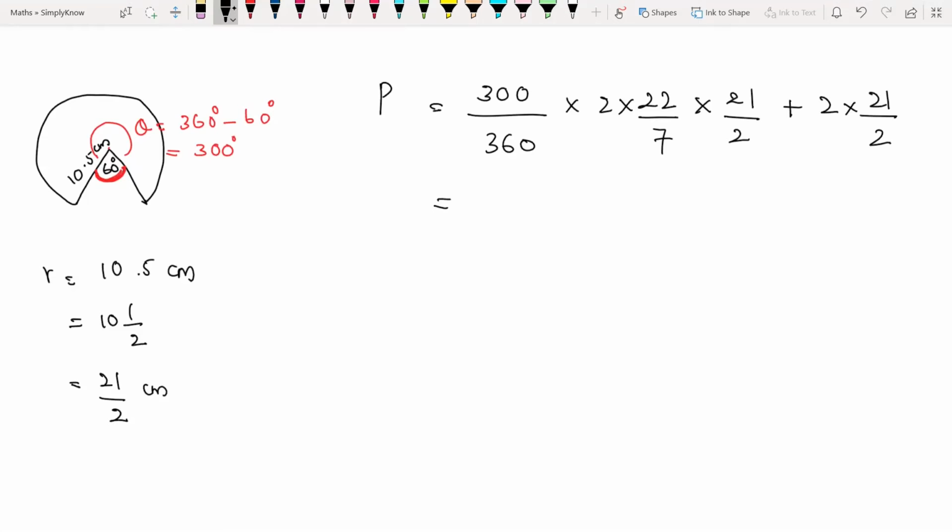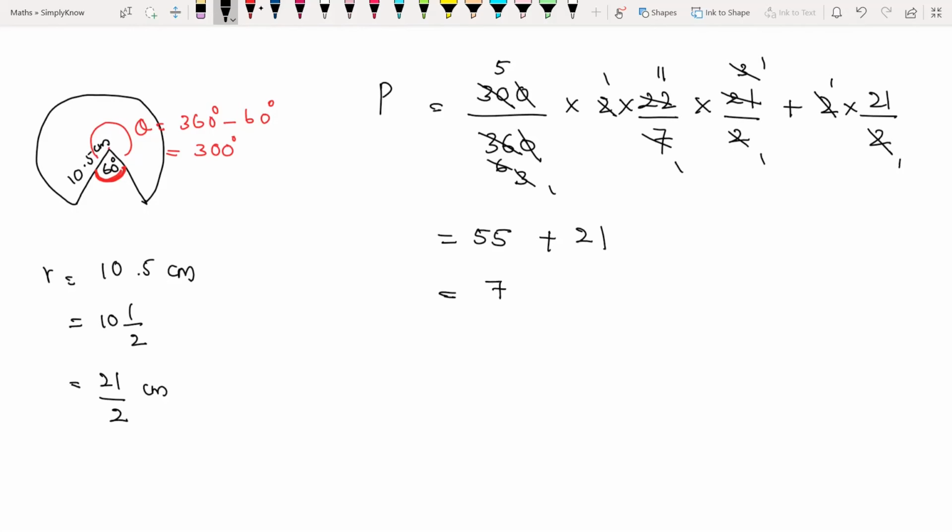Now let's simplify. I'm going to cancel the zeros. Then 30 divided by 6 is 5. 36 divided by 6 is 6. Then what is remaining? It's 55. And then here, of course, we can cancel these 2's. And the remainder is 21. And 55 plus 21 is 76 centimeters. This is our perimeter.